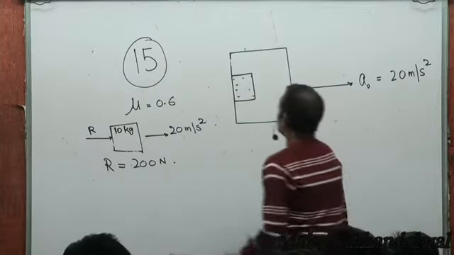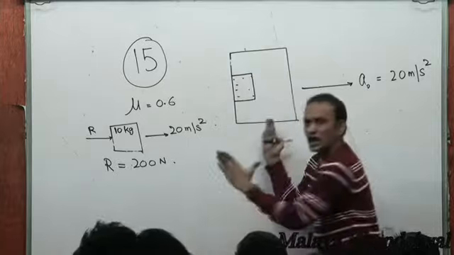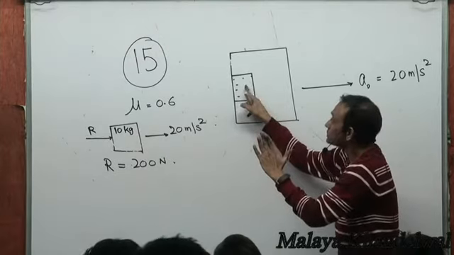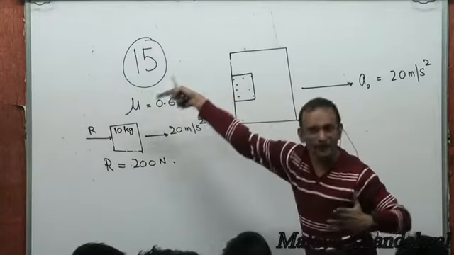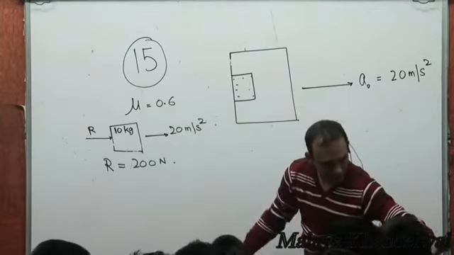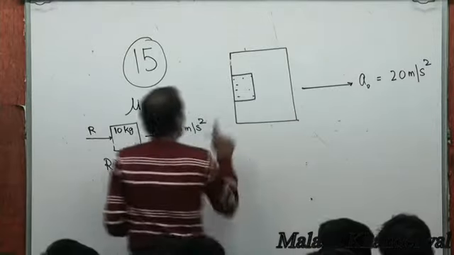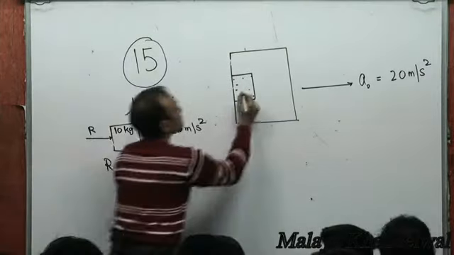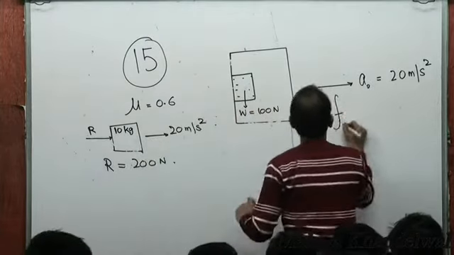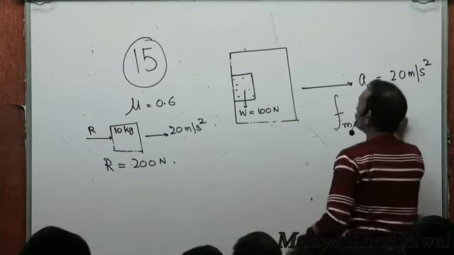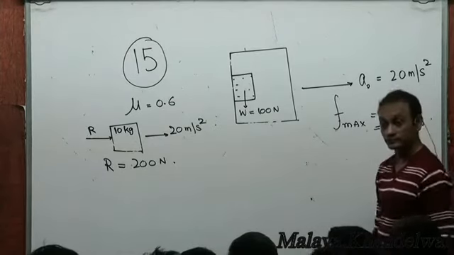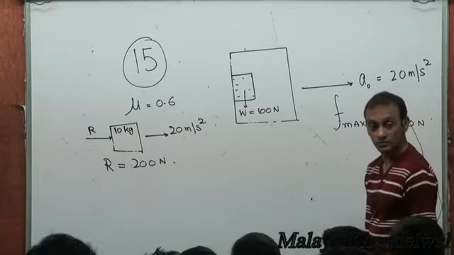Now, that's a pressing force between the block and the wall. R equal to 200. The block will exert 200 newtons on the wall leftwards. The block will exert 200 newtons on the block frame leftwards. Now, maximum static friction between the two. See, there is weight acting downwards, which is 100 newtons. Maximum static friction between the two is going to be mu times R, 120 newtons. Very good. 120 newtons. Yes or no?